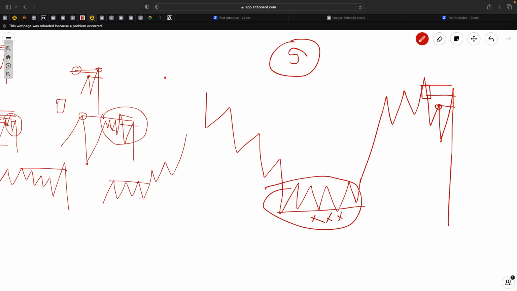Just know that the same thing that you would do when they grab session liquidity, it's the same thing you would do when they grab previous day's liquidity. It's the same thing you would do when they grab external liquidity. It's the same reaction, nothing different.